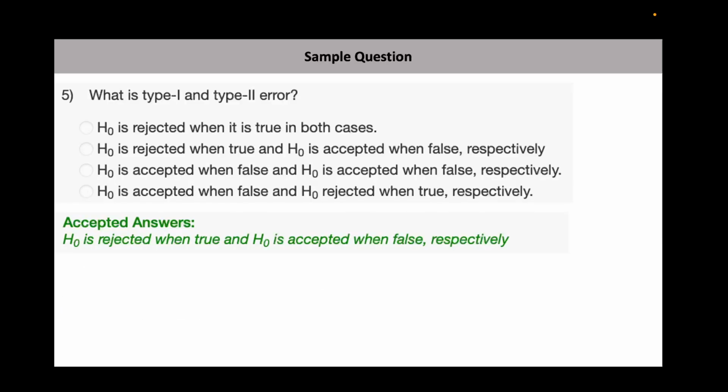Now, the correct answer to this question is that the null hypothesis being rejected when it is true is type 1 error, and the null hypothesis being accepted when it's false is the type 2 error. So your option B is correct.